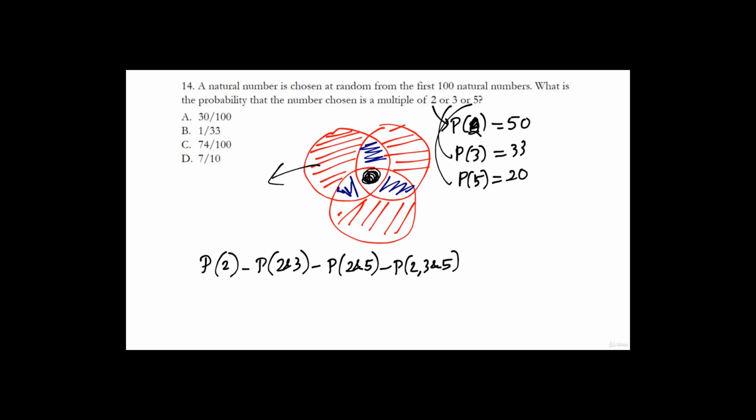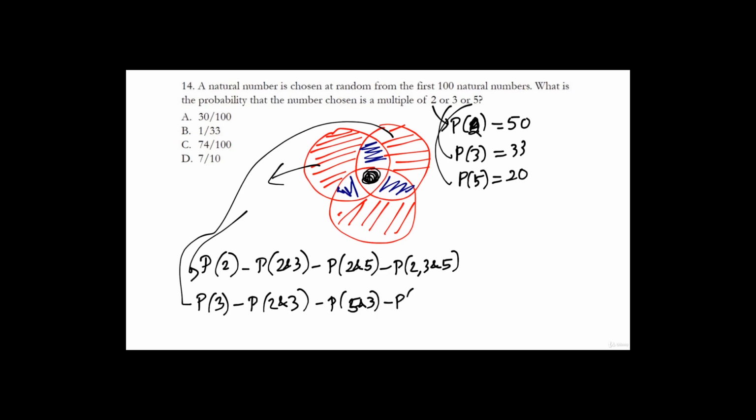Similarly, P of 3 alone, if we want this particular region, we have to subtract: P of 3 minus P of 2 and 3 minus P of 5 and 3 minus P of 2, 3 and 5. Similarly, P of 5, that is this region alone, will be P of 5 minus P of 2 and 5 minus P of 5 and 3 minus P of 2, 3 and 5.